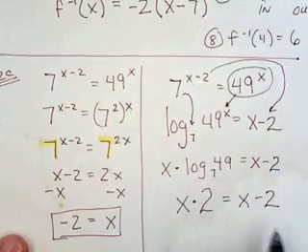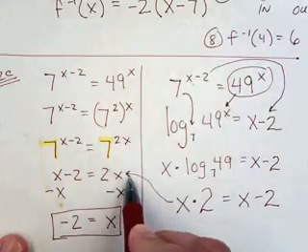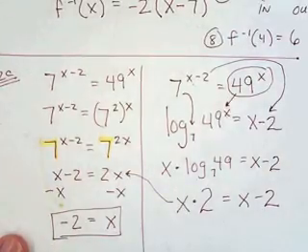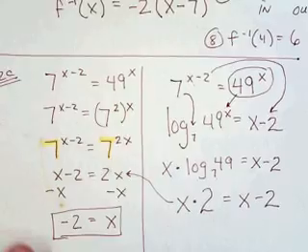We're right back where we were in the previous method. Take away x from both sides, you get x equals negative 2.